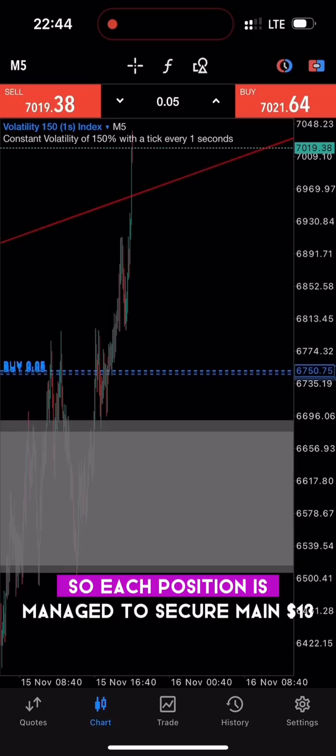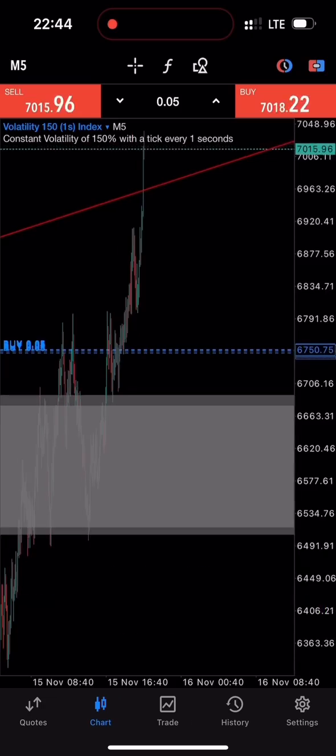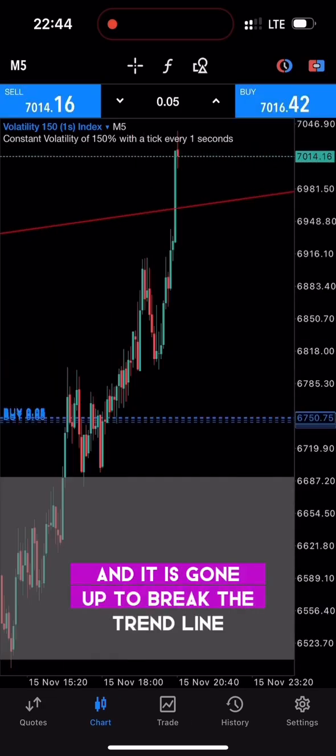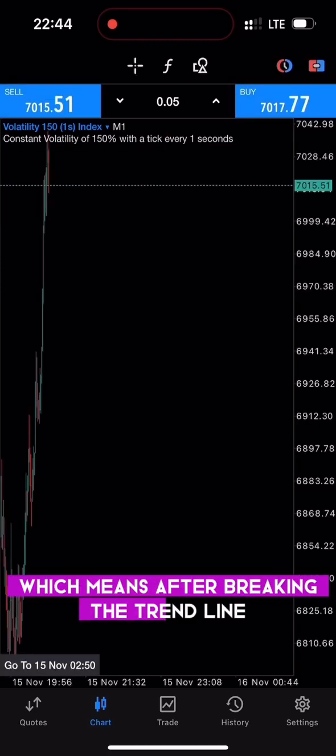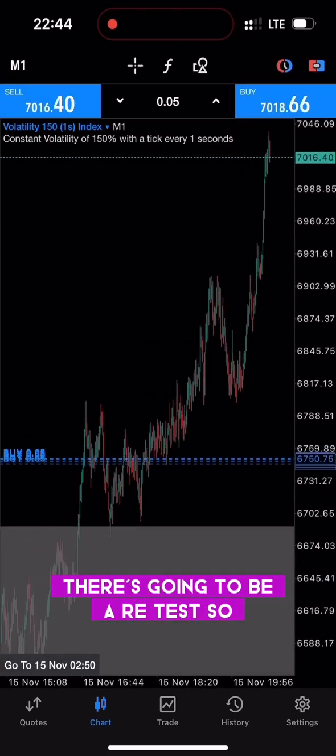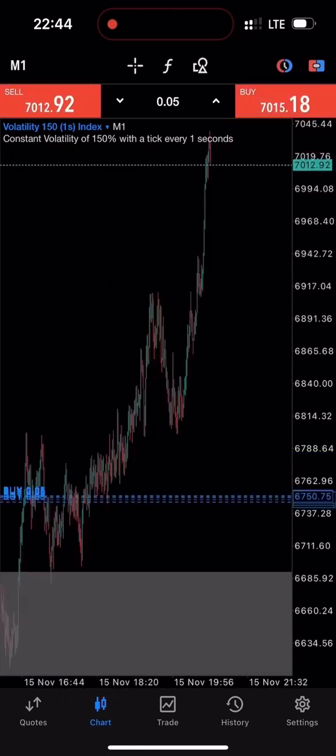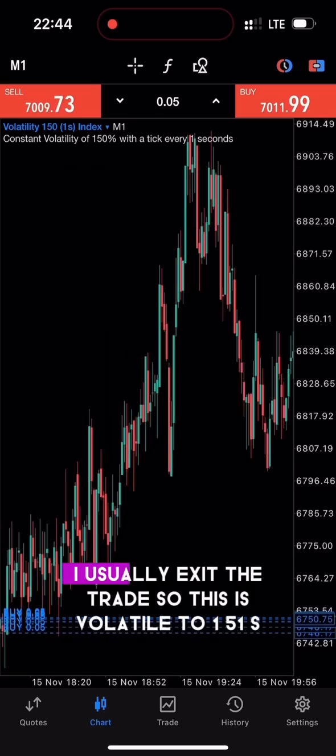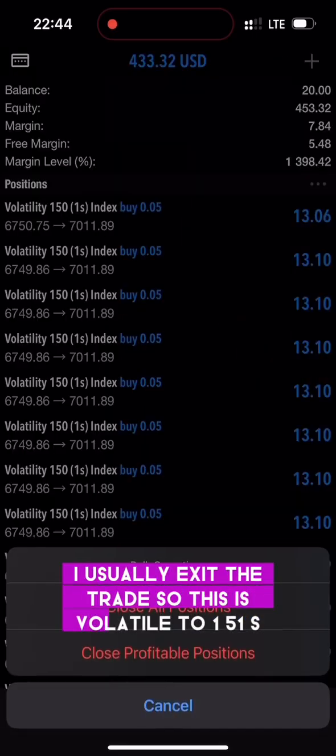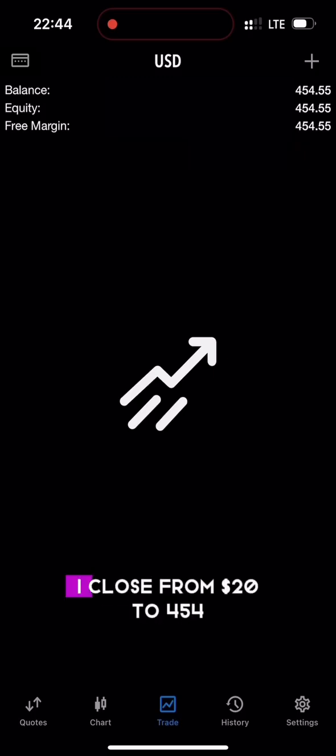So each position has managed to secure me $13, and it has gone up to break the trend line, which means after breaking the trend line, there's going to be a retest. So when that does happen, I usually exit the trade. So this is Volatility 15 1s. I close from $20 to 454.